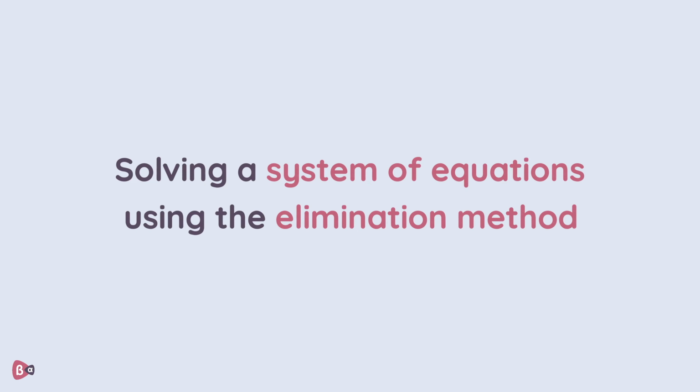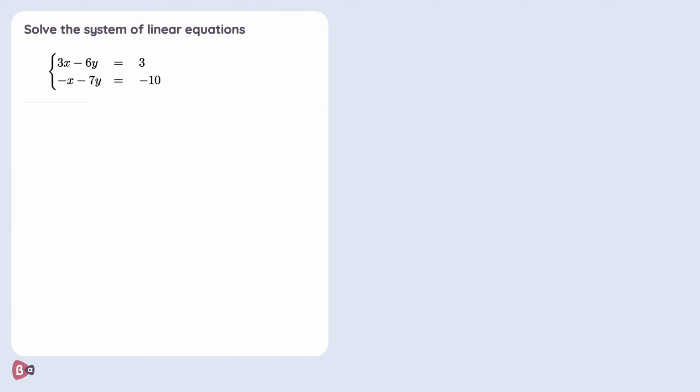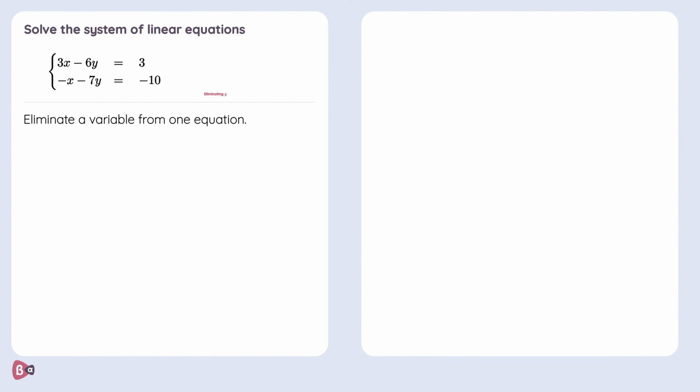In this video, we'll be solving a system of equations using the elimination method. So suppose we want to solve the following system: 3x minus 6y is equal to 3, and minus x minus 7y is equal to minus 10. As we said before, we'll be using the elimination method, so we'll have to pick a variable to eliminate.